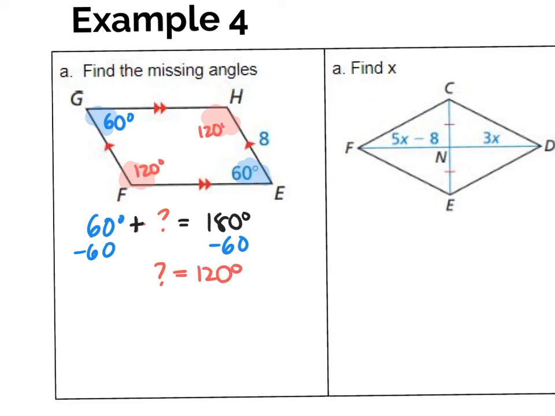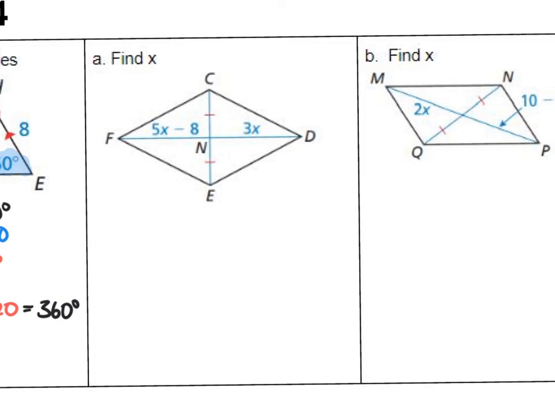Okay? Now, the nice thing about this is that if I were to add up all four angles, 60 plus 120 plus 120, well, guess what I get? I would get 360 degrees, which is what all angles should add up to. So by knowing one angle and using our ideas of parallelograms, we should be able to find all the other angles. All right, next example we're going to look at is using diagonals theorem.